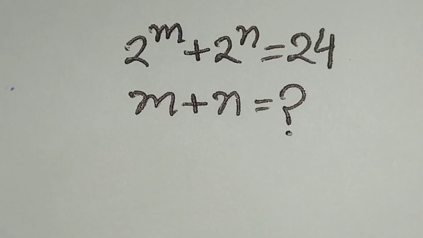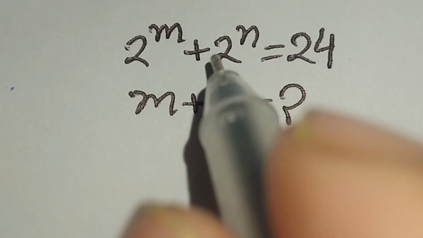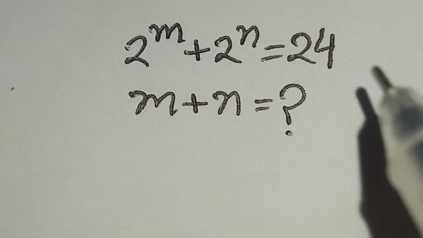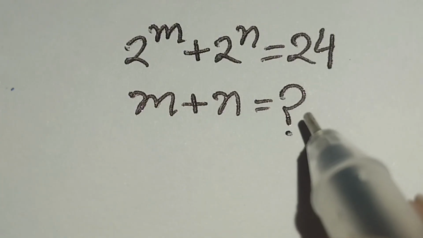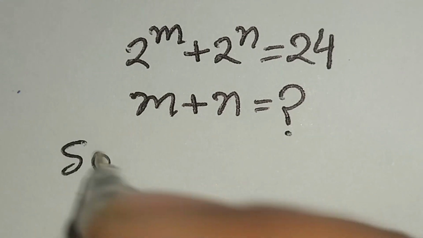Hi guys, this is a nice math problem: 2 to the power m plus 2 to the power n equals 24, and we have to find the value of m plus n. So let's start. Solution.